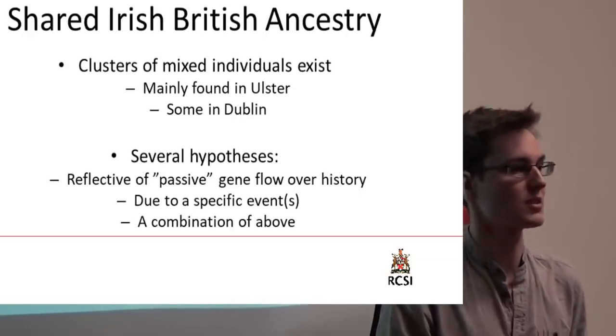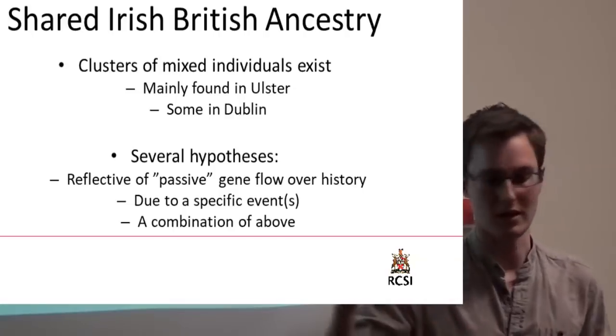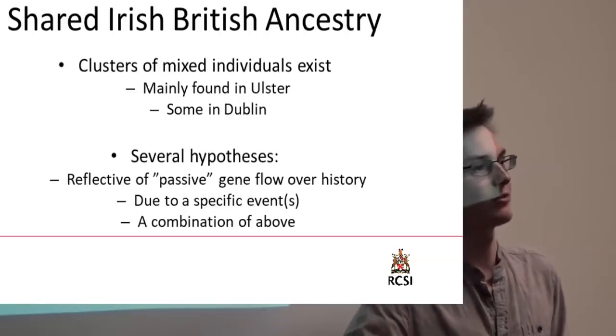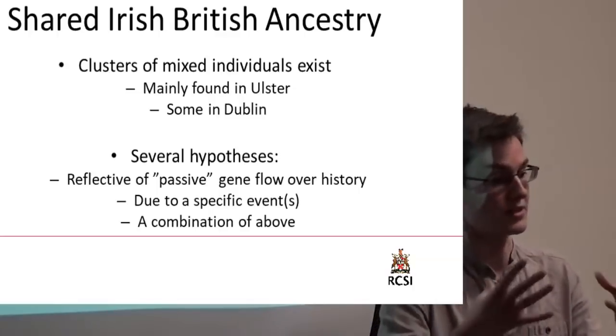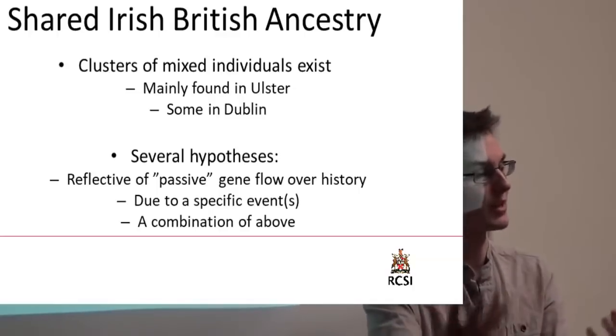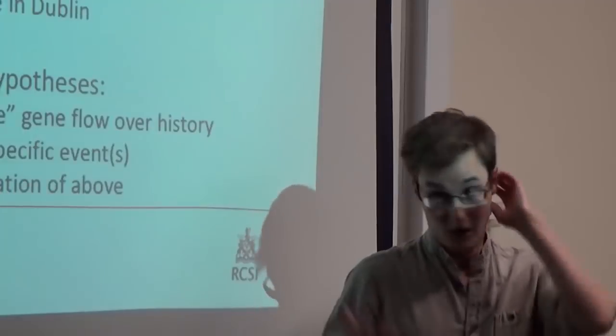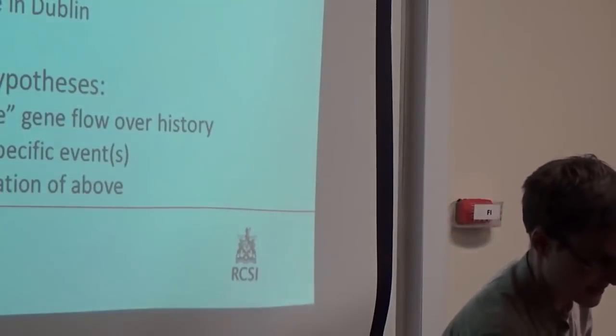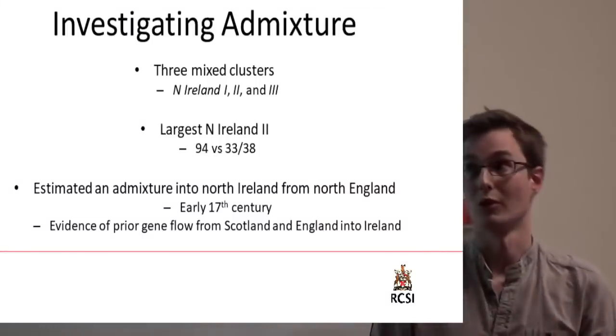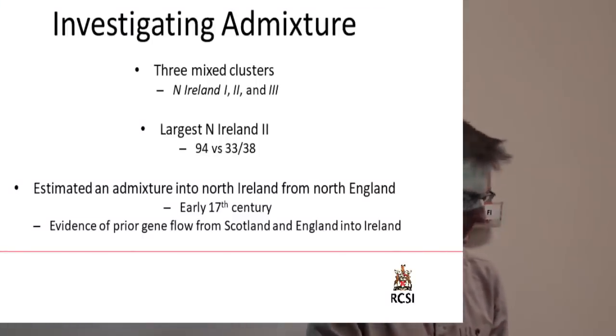Or it could be due to specific events in history. One single migration that came over from Britain into Ireland, or vice versa, and mixed. And then suddenly you have this admixed population, this mixture of both Irish and British. Or it could be a combination of both. So we investigated that with a population model of admixture points.